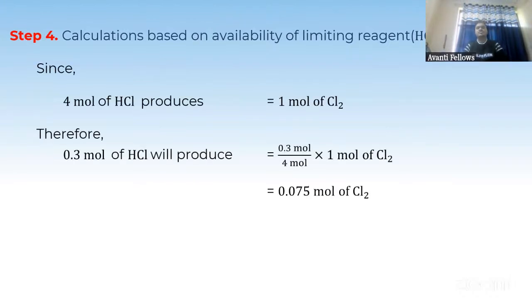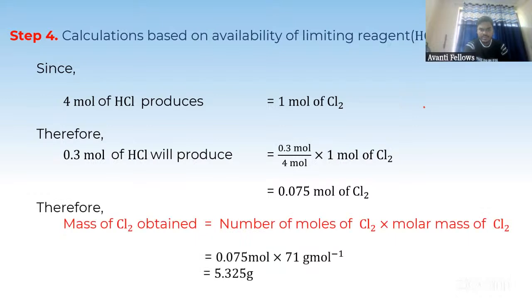Now, calculation based on the availability of the limiting reagent. 4 moles of HCl produce 1 mole of Cl2. Therefore, 0.3 mole of HCl will produce 0.3 divided by 4, multiplied by 1. The answer comes out to be 0.075 mole. So 0.075 mole of Cl2 will be produced.